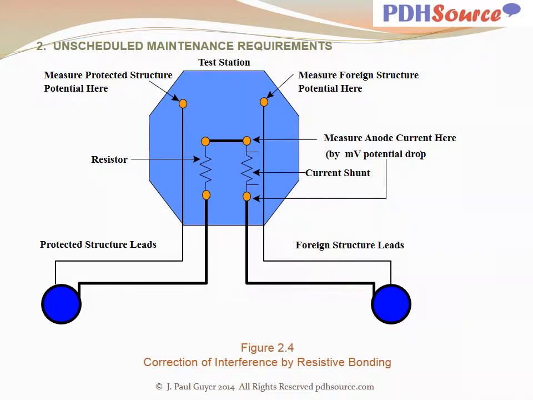Figure 2 indicates the correction of interference by resistive bonding. Protected structure indicated on the left, foreign structure on the right.